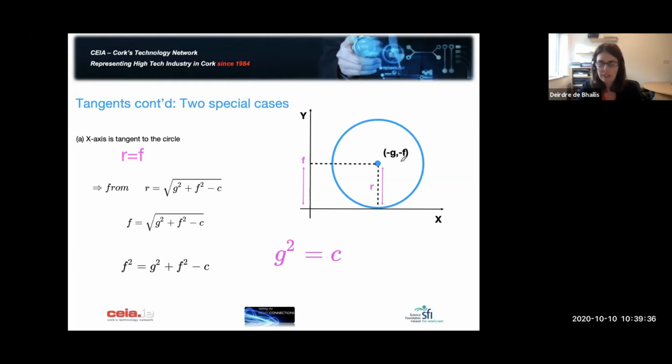And when we rearrange that, we get g squared is equal to c. So that can be very, very useful if we're given a few points of information about a circle and we can eliminate one of the unknowns in the various equations. So when we know that x is a tangent to the circle, we can either eliminate c or g squared from the equations, and we could end up with two unknowns. And I'll certainly be explaining how this works in some examples.